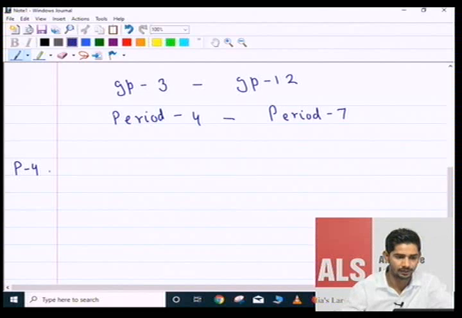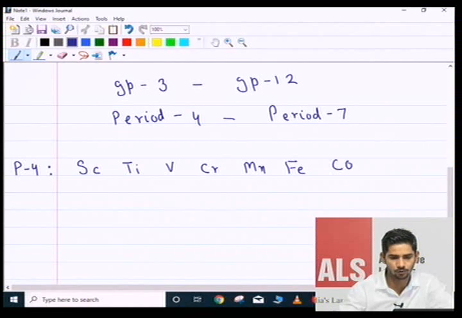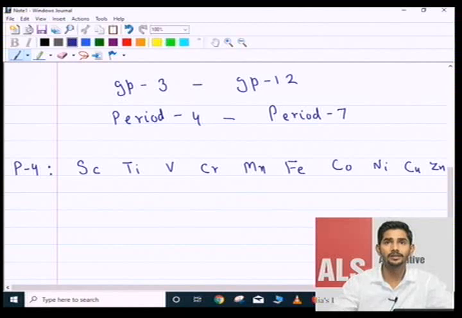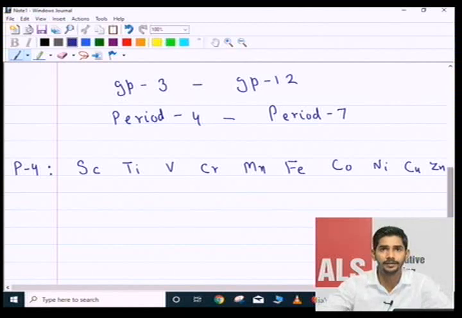Period number 4, and the elements are scandium, titanium, vanadium, chromium, manganese, iron, cobalt, nickel, copper, and zinc. So guys, these are actually your period number 4 elements: scandium, titanium, vanadium, chromium, manganese, iron, cobalt, nickel, copper, zinc.